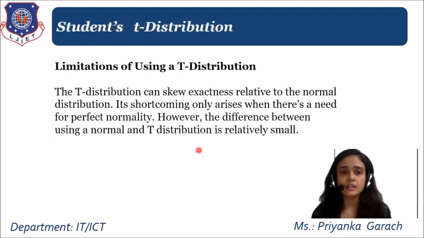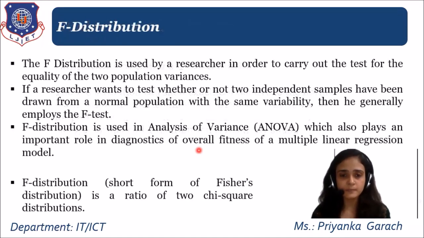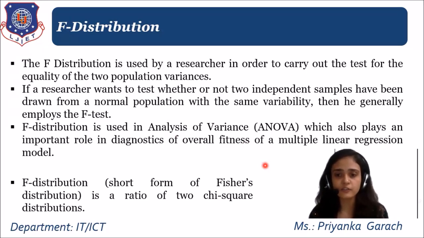Now let's see the F distribution. The F distribution is used by researchers in order to carry out the test for the equality of two population variances. The F distribution is used in analysis of variance, that is ANOVA, which also plays an important role in the diagnostics of the overall fitness of a multiple linear regression model.